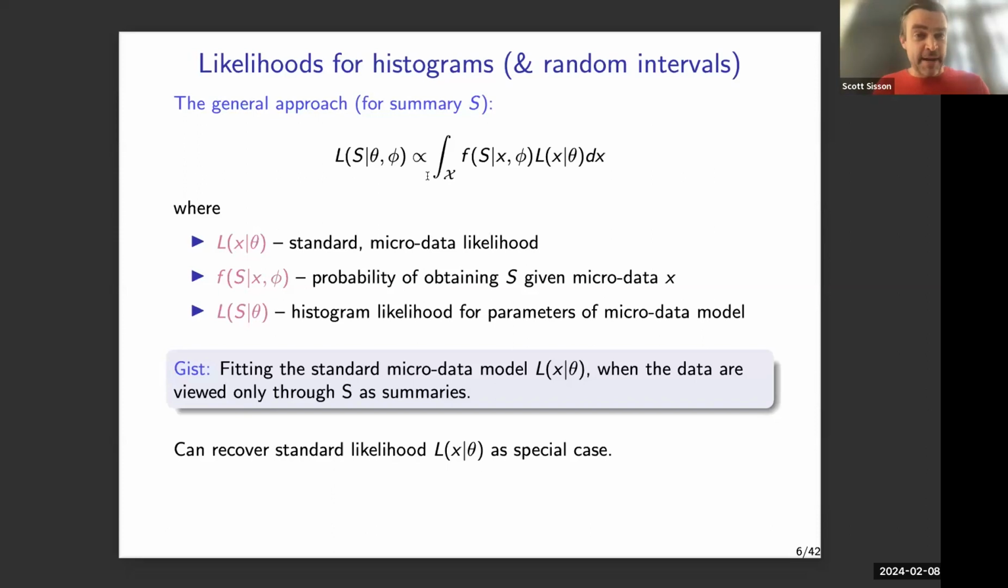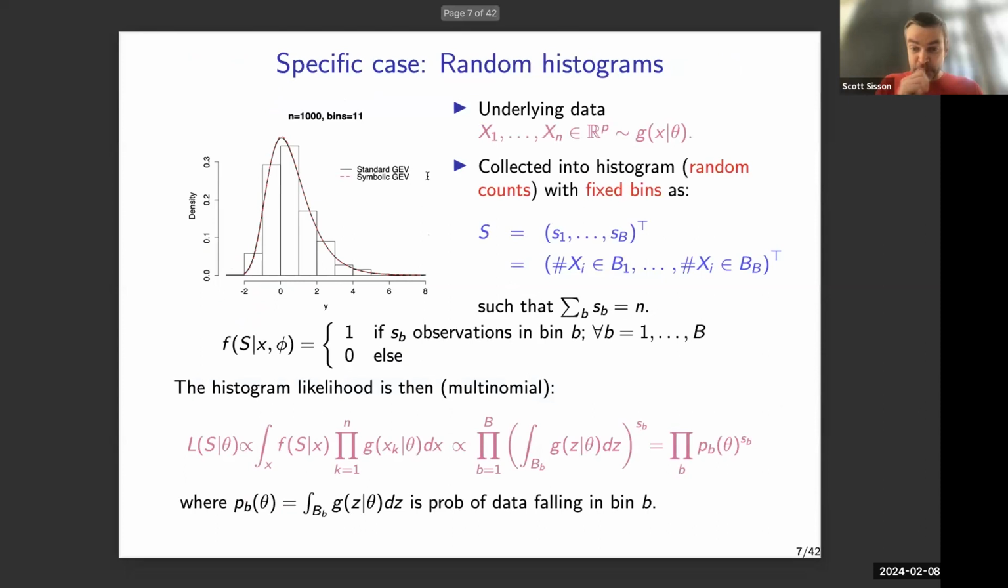And this is pretty much the main idea for most of the talk. Okay, so let's see how that works out. If we're looking at histograms, let's suppose that we have data x1 up to xn, for simplicity iid from some density g(x | theta).